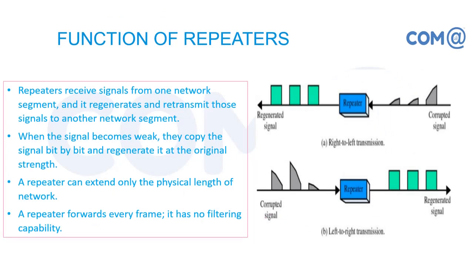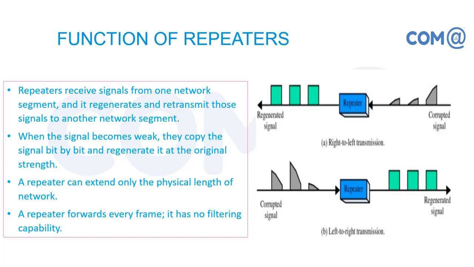Functions of a repeater: a repeater receives signals from one network segment and retransmits them to the next network segment. Here it shows that it gets the data in a bad shape, whereas after filtering the data with the help of the repeater, it goes out in a good format. So a repeater forwards every frame. It has no filtering capability. It doesn't have any intelligence to filter the frames.